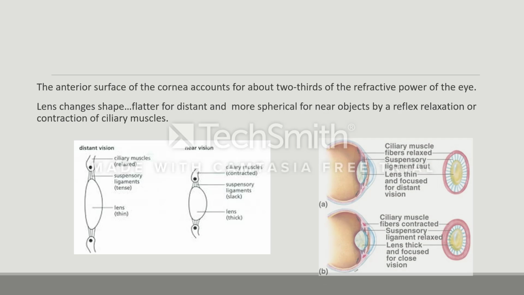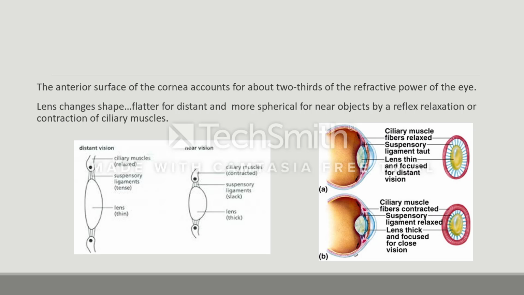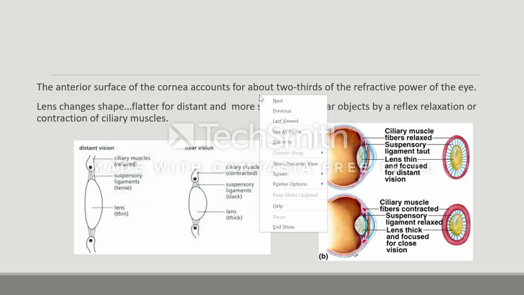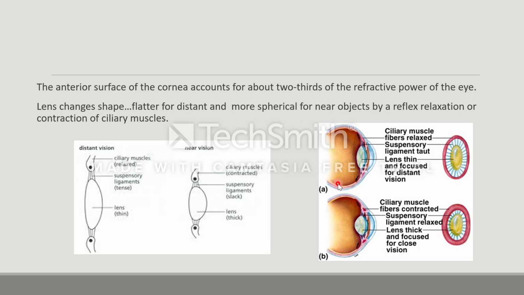So now, as we all know, the function of the eye is to form a clear image of a stimulus on the surface of the retina, right? Now the anterior surface of the cornea accounts for about 2/3 of the refractive power of the eye, and the lens further refracts the rays of light entering the eye and is responsible for the ability to see objects at all distances. The ocular lens changes shape. It is more spherical for near objects and flatter for far ones.